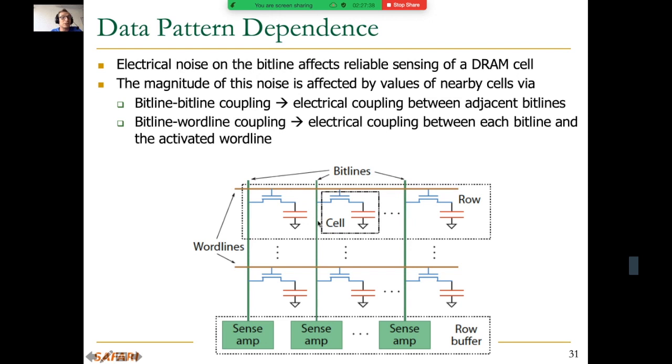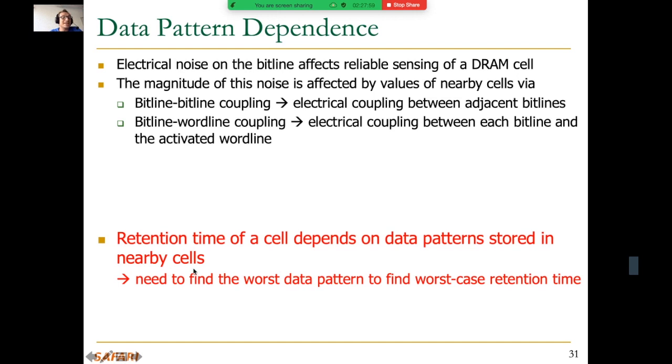There's also bitline to word line coupling. There's electrical coupling between each bit line and the activated word line. Basically this and this. You can see the blue one and the red one over here. And that affects the value of this cell in the end. Which means that even when you're not accessing it, you're hurting the value of this cell because you have this sort of coupling.